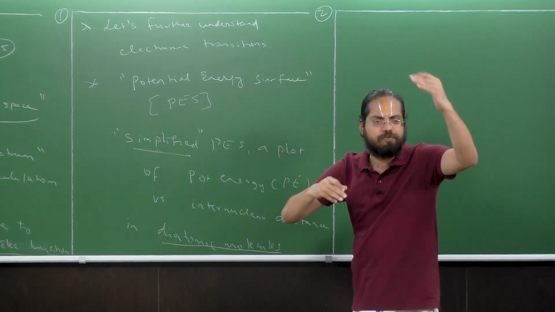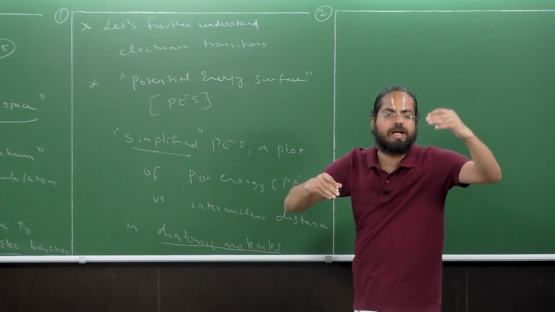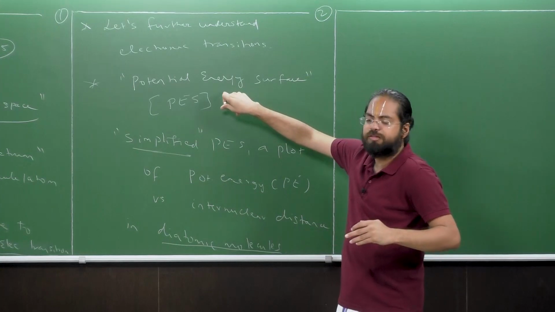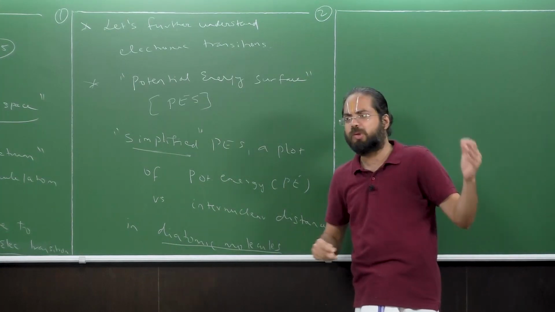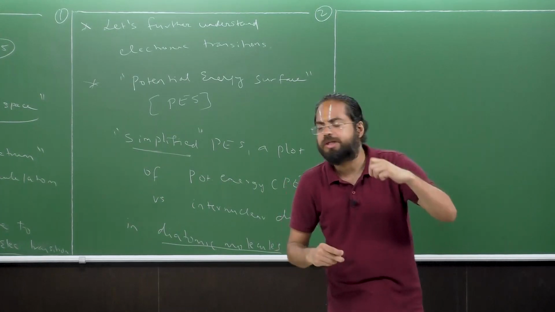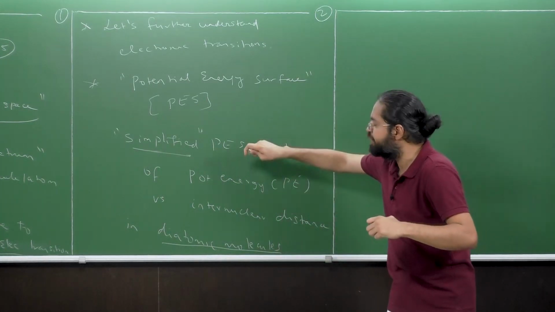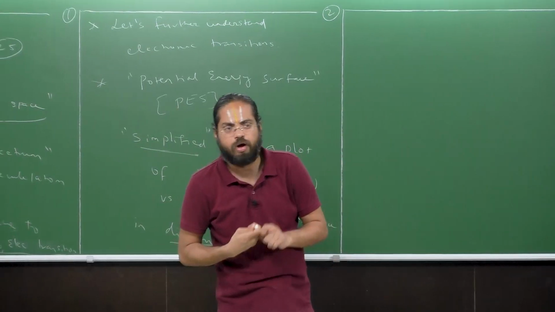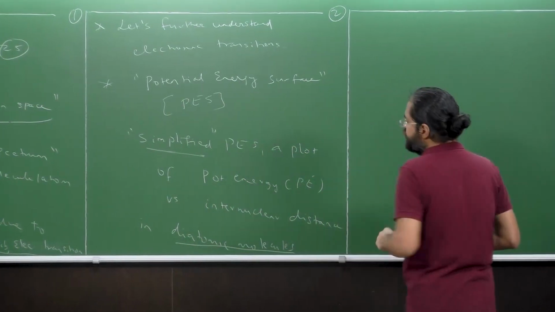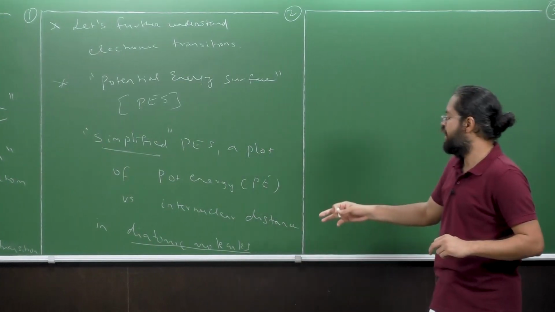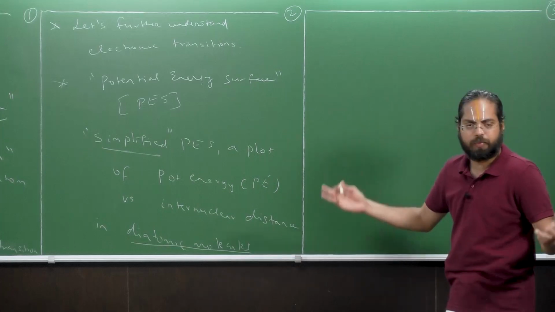And once we understand the simplified version, it's of course a leap of mathematical and some physics techniques to understand the potential energy surface for much more complicated molecules, but the insights and the intuition that we gain from the simplified version are enough for the purpose of our course. So let's see what the plot of PE versus internuclear distance looks like in a diatomic molecule.